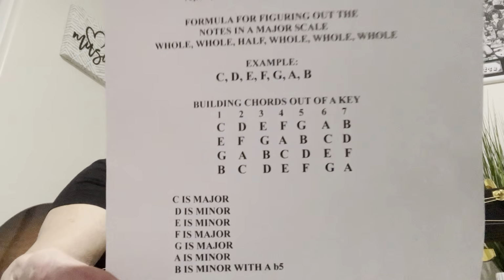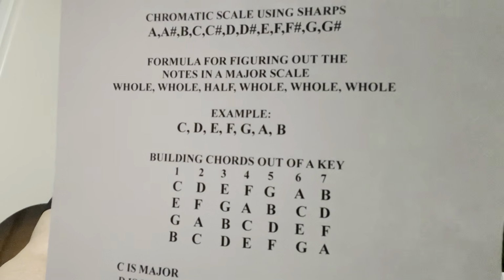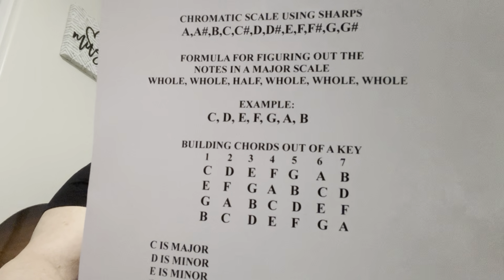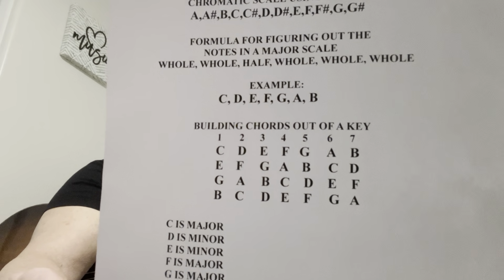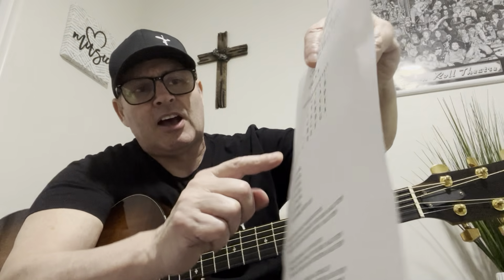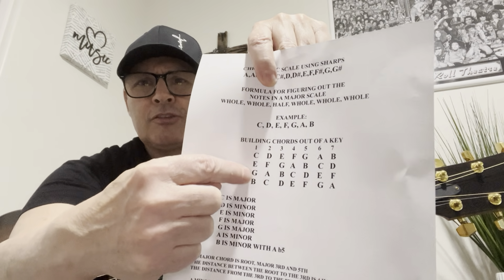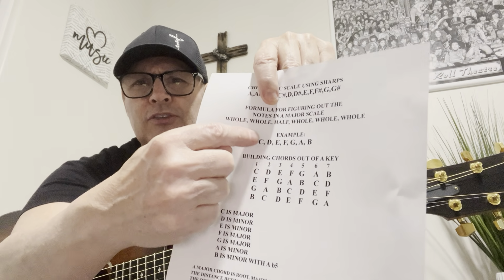Okay, so this is the next thing on this sheet. It says building the chords out of a key. So for this example, we're using C. So like I said, I wrote them horizontally, C, D, E, F, G, A, B. Then as I'm adding these other notes to make the chord, I'm going this way. So what I'm doing to get those notes after I wrote out the notes up here, see how I wrote them out?